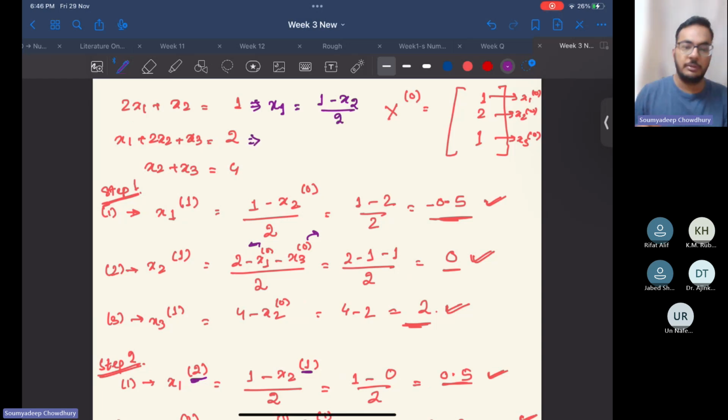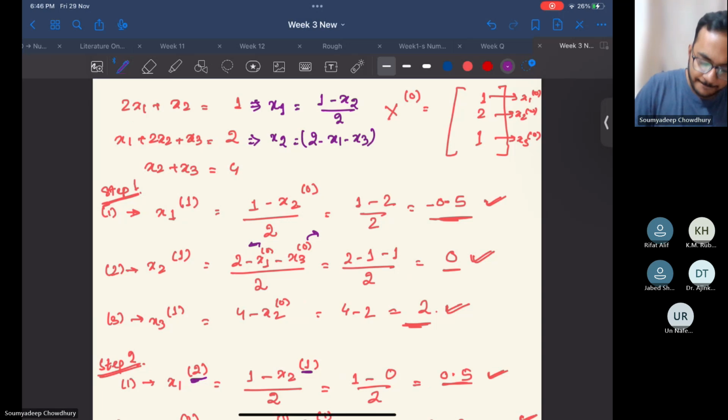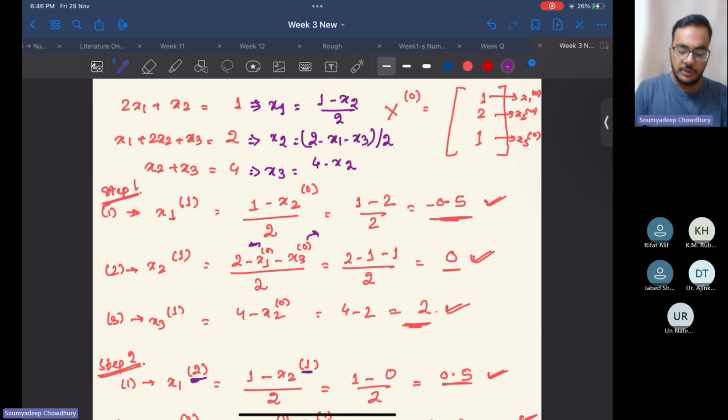Similarly, from the second equation, we'll find x2 in terms of x1 and x3. So it is 2 minus x1 minus x3 upon 2. Similarly, for the third equation, we'll find x3, which is 4 minus x2. So these are the three equations which we have formed, and we'll iterate using these equations.